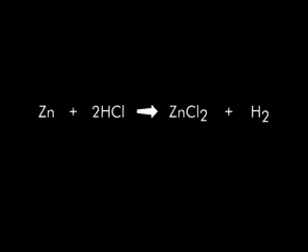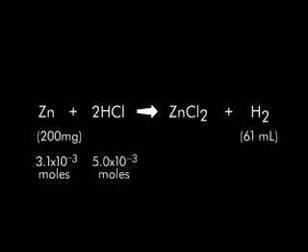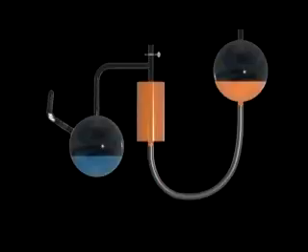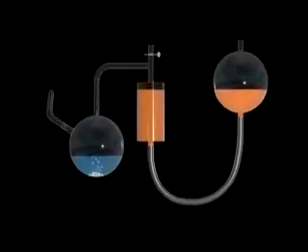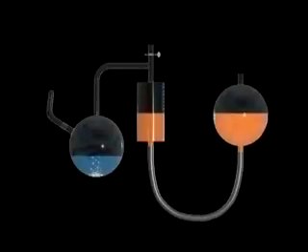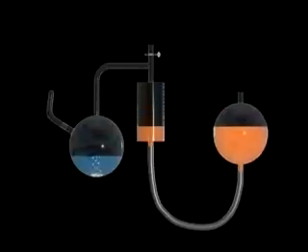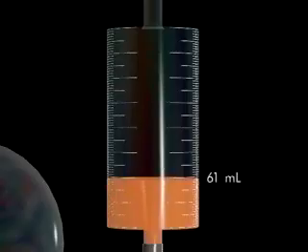This last experiment begins with 200 milligrams of zinc, an excess of metal. At the completion of the reaction, unreacted zinc remains in the flask. The same amount of hydrogen gas was generated as in the first experiment, 61 milliliters. The reaction came to a halt when all the hydrochloric acid was consumed. In this case, HCl was the limiting reagent.